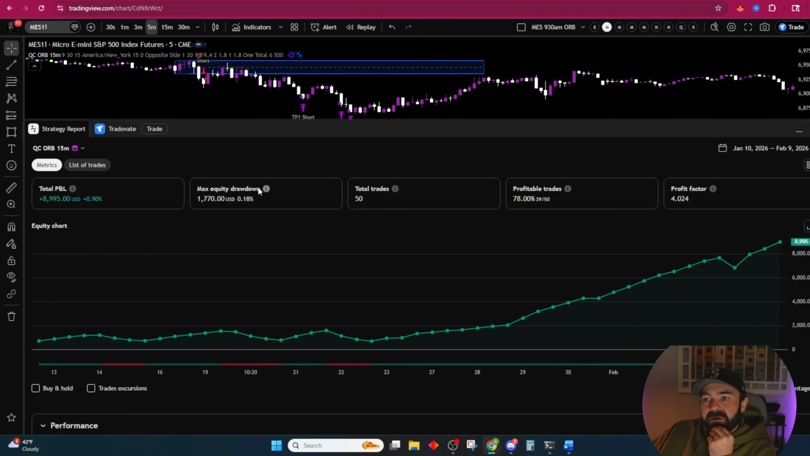8,995 on the P&L. Drawdown of 1770. Any $50,000 prop firm account is weathering this storm. If you have a $2,000 drawdown at any point, you are golden this whole time the last 30 days. 50 total trades, a 78% win rate with a profit factor of 4. So again, I know I'm excited about it because it's just how I am. But the last 30 days, is that a big test?